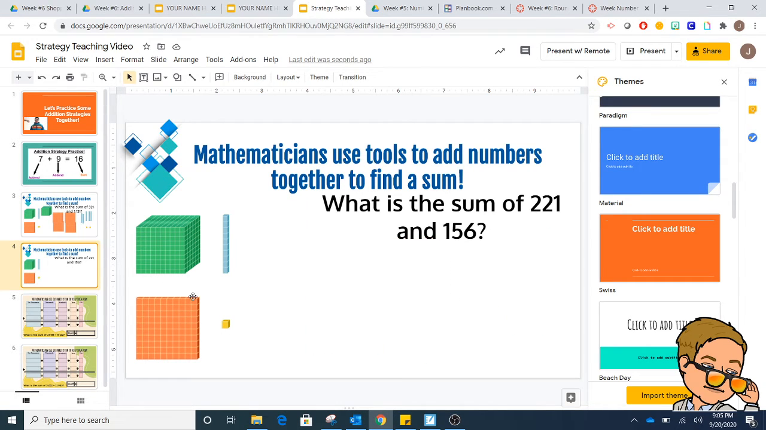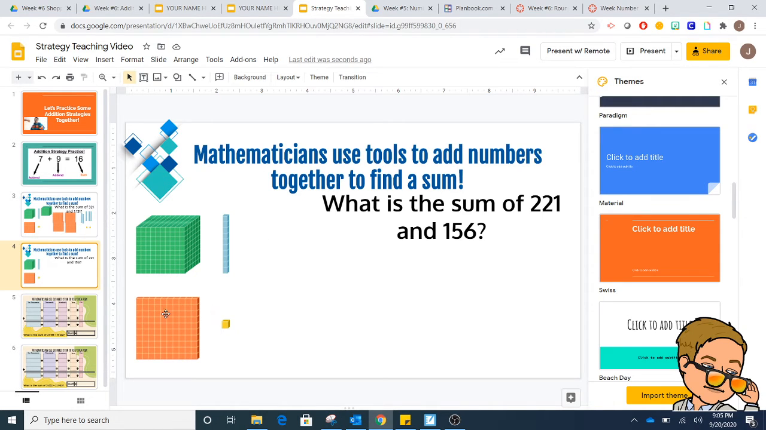Here's the next one. I want you to get your toolbox out and use your base 10 blocks to show 221 and 156. When you're finished, type in your answer to PlayPosit. Leave your tools out after so that you can check your tool model with mine.